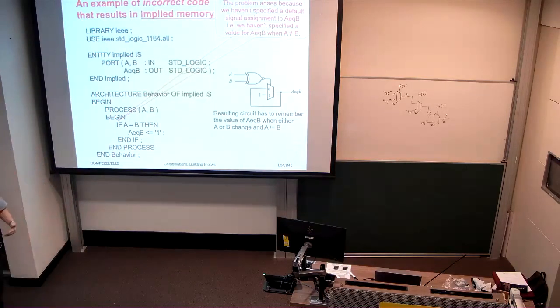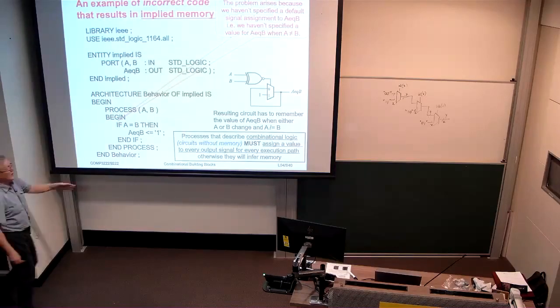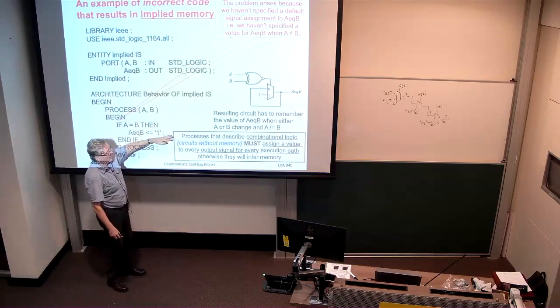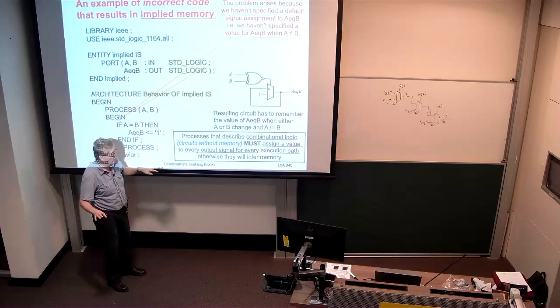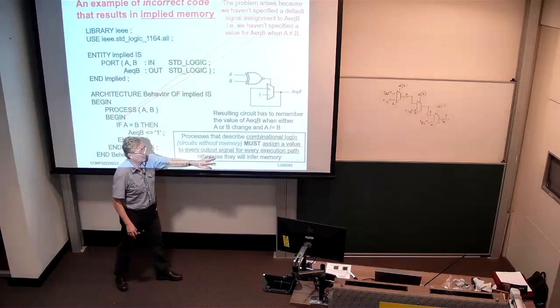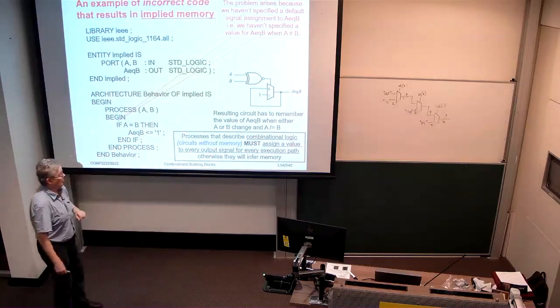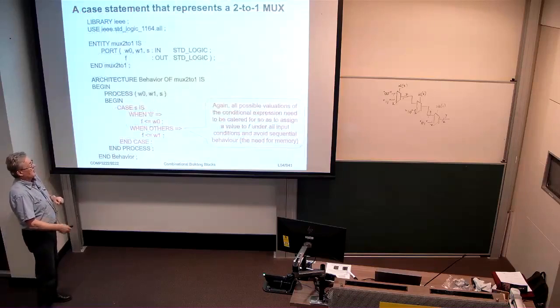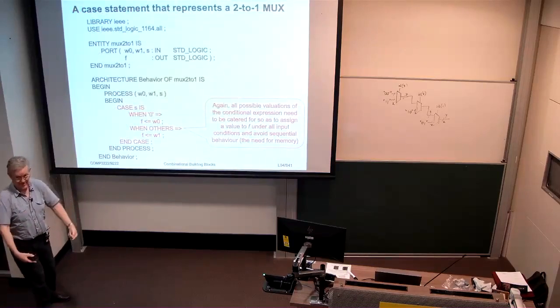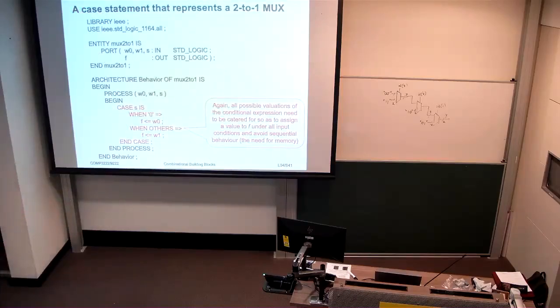If you don't, you're going to infer memory. You're going to infer the existence of some sort of memory to keep track of the current value, given it's not made an assignment. So, to cut a long story short, processes that describe combinational logic, circuits without memory, must assign a value to every output signal for every execution path. Otherwise, they'll infer memory. Okay, so please be very careful of this. We'll exploit that in the next lecture, as you will see, to create flip-flops.